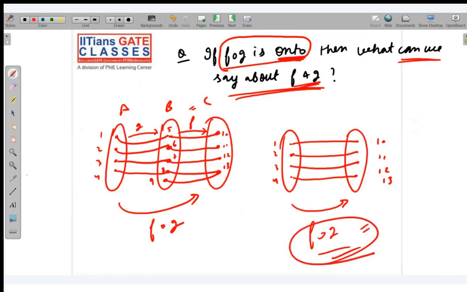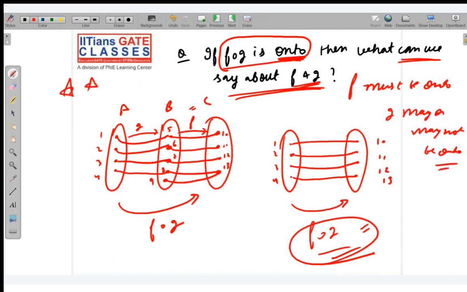See this, G is not onto, but F is always onto. That's why I was saying, if FOG is onto, then what can I say about F and G? F should be onto, rather F must be onto. G may or may not be onto. These are GATE questions, by the way, very important.